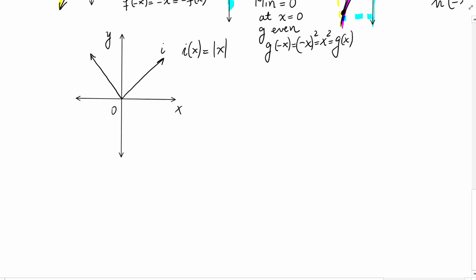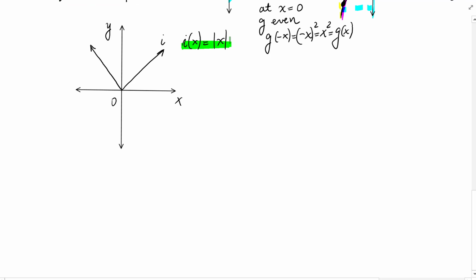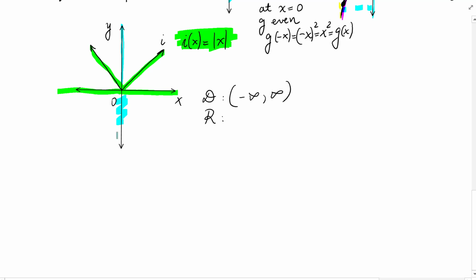Okay, and let's discuss I of x, which is the absolute value of x. I drew it here. And so what can we say? Well, we can say that the domain is from negative infinity to infinity, right? It spreads all over the x-axis. The range, so the y-axis, is just this piece, right? There is nothing here in my graph. The graph is just those two arms. So it's from 0 to infinity.